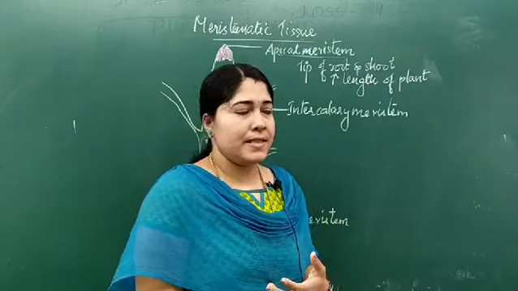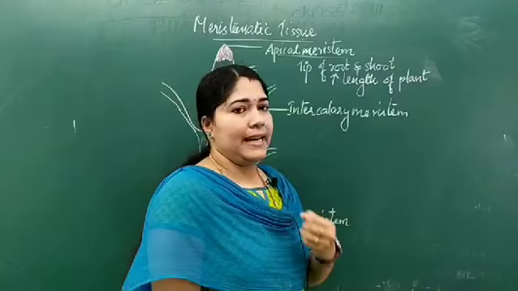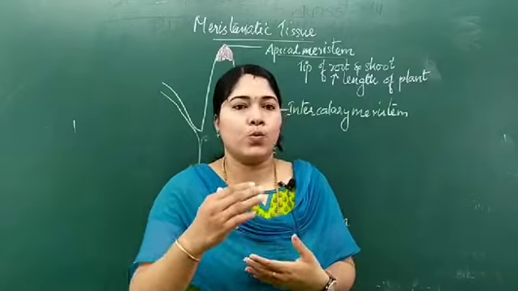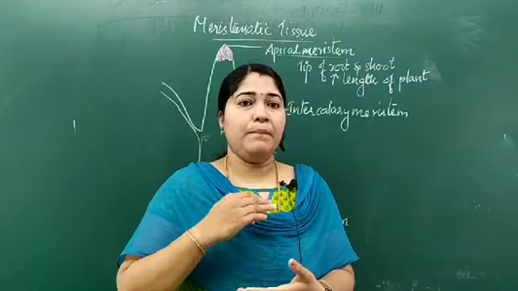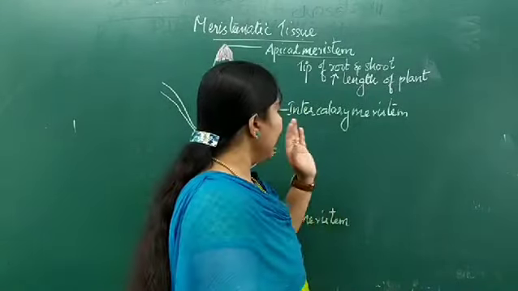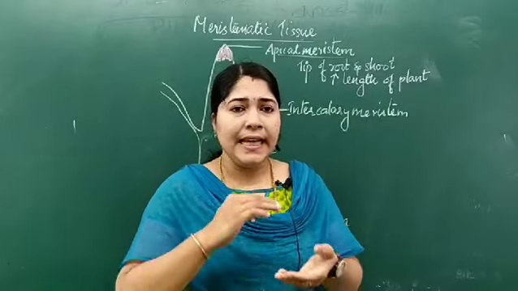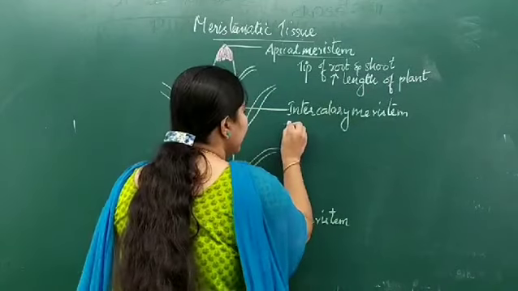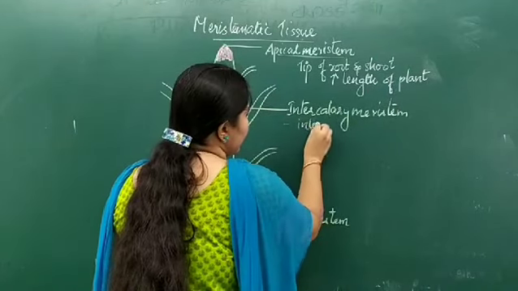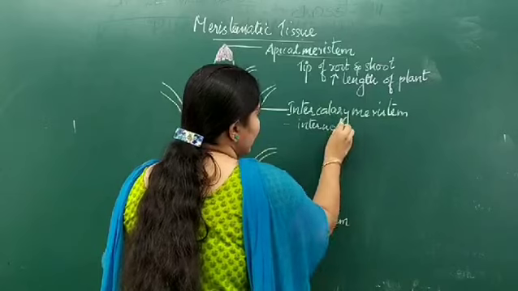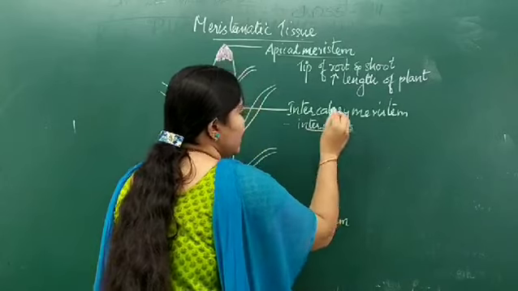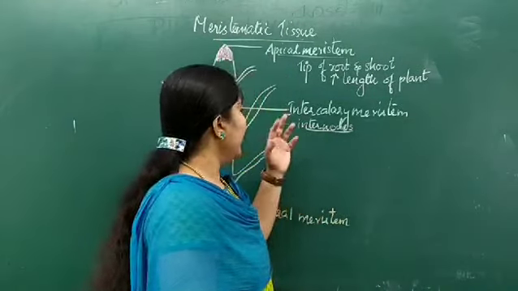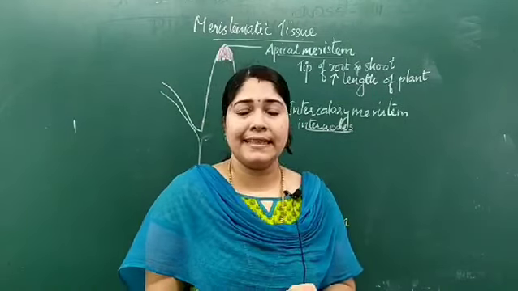Is it clear, students? Then the next is intercalary meristem. When we use the word inter, it means in between. So, intercalary meristems are seen in between the nodes. That is, mainly they are seen in the internodes, in between the nodes. That's why we call them internodes. So, intercalary meristems are seen in the internodes.